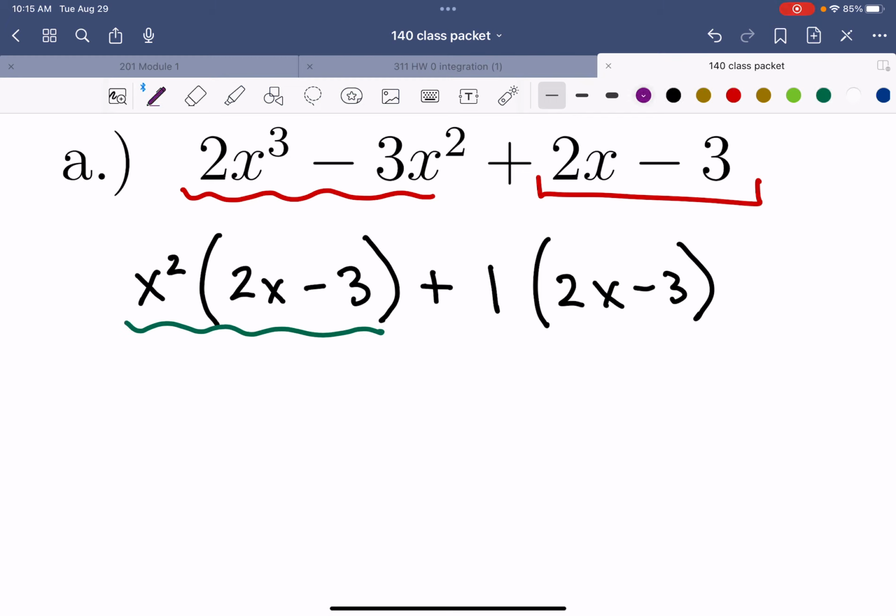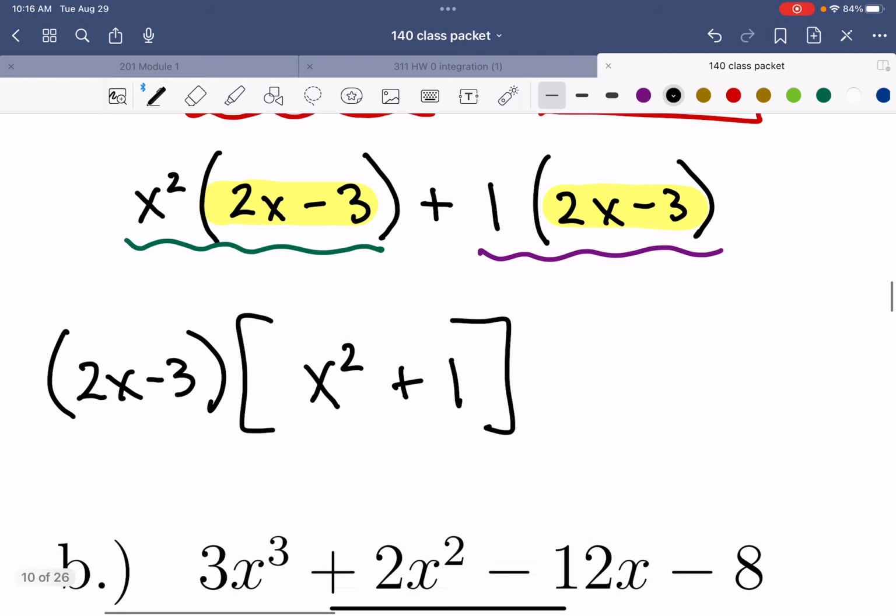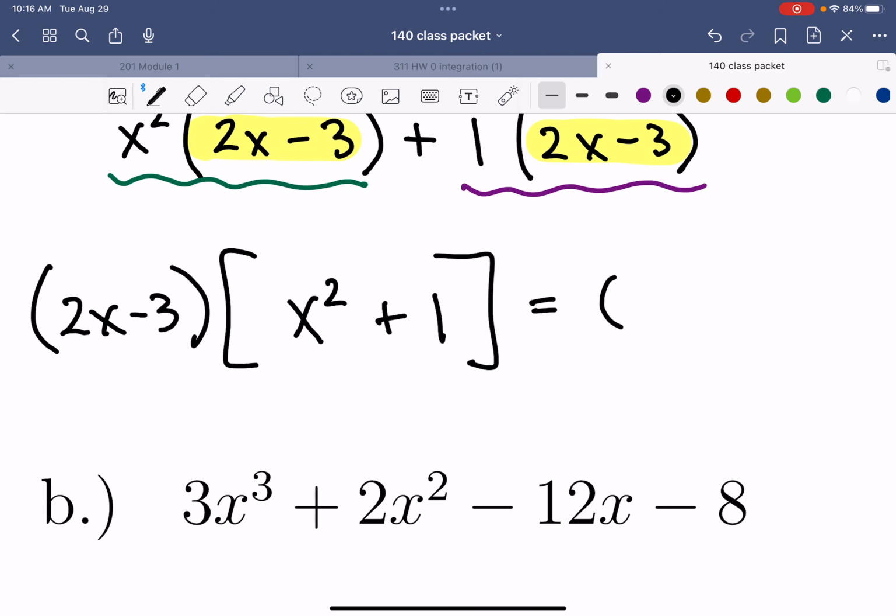Here's one term, here's another term, okay, because terms are added together, right? Now, what do those two terms have in common? Well, they both have a 2x minus 3 in them. So I'm going to move that all the way out front. So I'm going to take 2x minus 3 all the way out front. And what's left, if you take the 2x minus 3 away, is in the first piece, I'm just left with an x squared. Plus, in the second term, if you take the 2x minus 3 away, I'm left with a 1. And so that means my answer is just these two things multiplied together. 2x minus 3 times x squared plus 1.